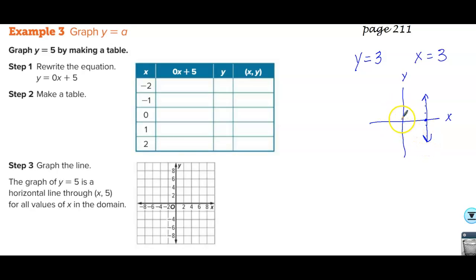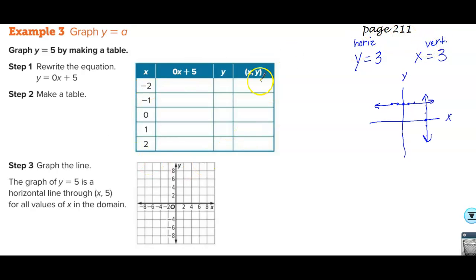Same thing with y. If we do y is 3, we go 1, 2, 3 and put a line here. But isn't this also a y coordinate of 3 and a y coordinate of 3? This would be 1, 3, 2, 3. This would be negative 1, 3, negative 2, 3. So you can see that every single point on this line has a y coordinate of 3. So this is always going to be a horizontal line, and this is always going to be a vertical line.